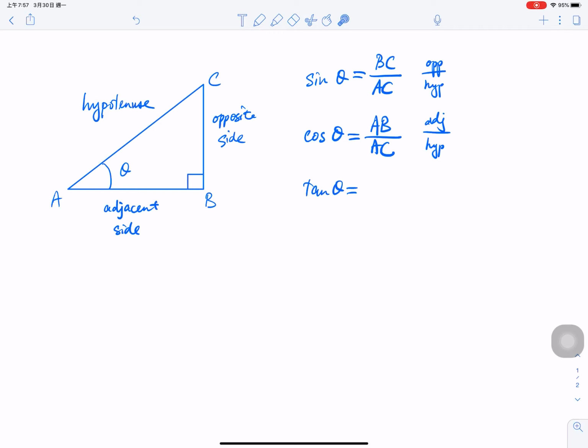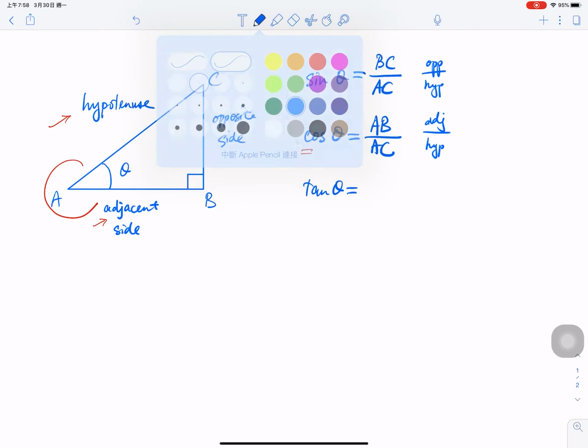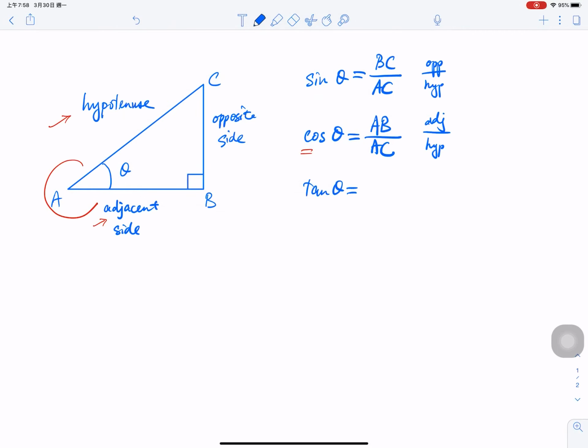Okay? And last time I told you to have a look: cosine, C, that means this one, so link up with the adjacent side and the hypotenuse. Remember? So lastly, about tangent. Tangent is opposite side over adjacent side. Opposite over adjacent. Okay?